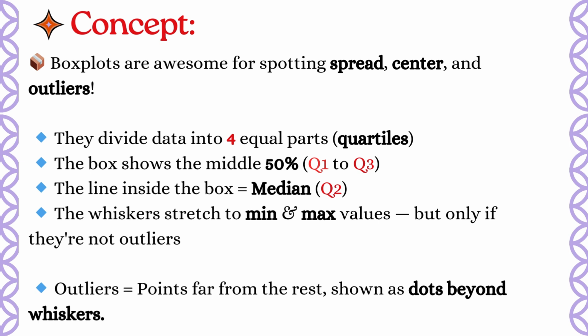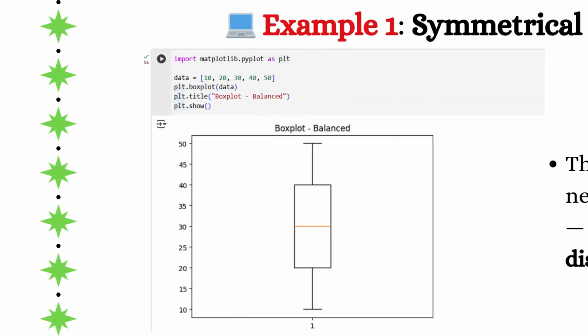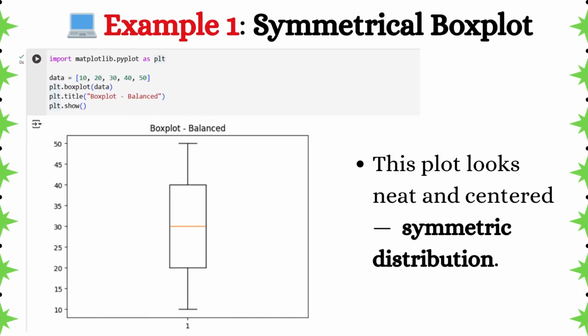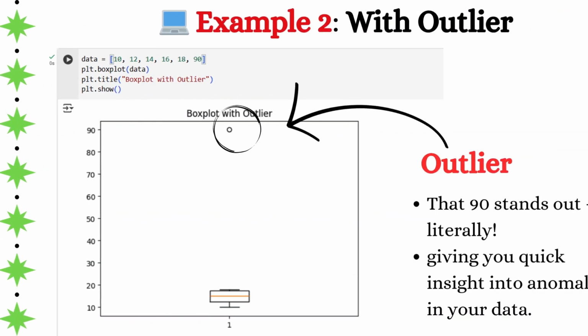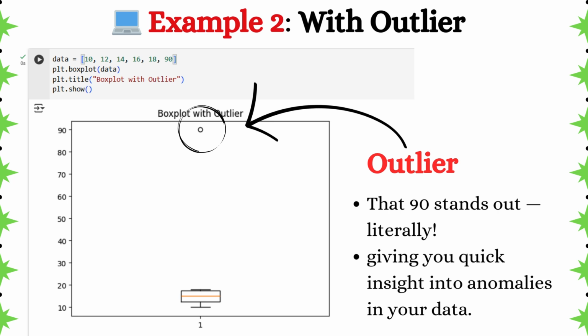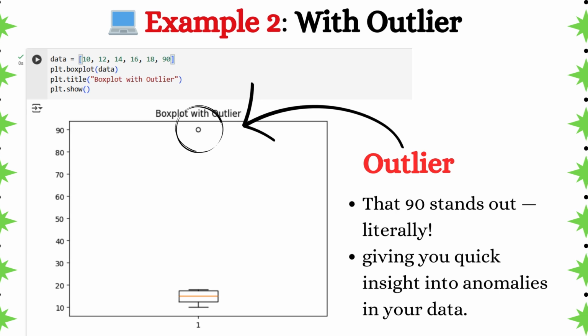Let's draw 2 box plots and interpret them. Example 1. Symmetrical box plot. This plot looks neat and centered, suggesting a symmetric distribution. Example 2. With outlier. That 90 stands out, literally. The box plot marks it as an outlier, giving you quick insight into anomalies in your data.